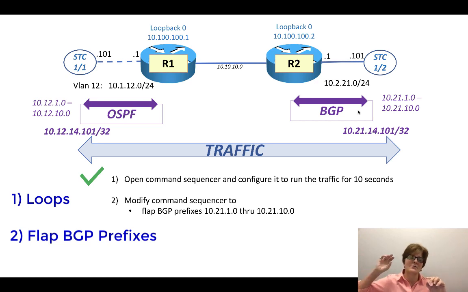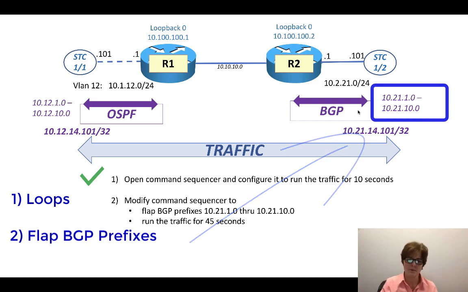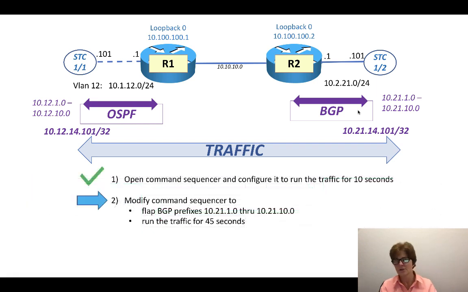So I'm going to have the BGP withdraw the 10 prefixes, 10.21.1.0 through 10.21.10.0, and then advertise them again. Withdraw them again, advertise them again, creating churn. At the same time, I'm also going to change the traffic to run not for 10 seconds, but for 45 seconds, so that we can verify that this is all happening. So we're going to go ahead and do that right now. We're going to configure that.